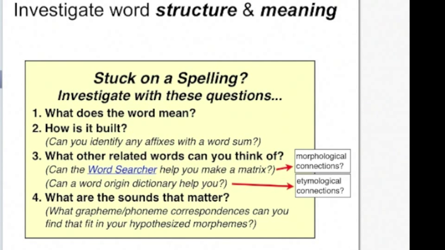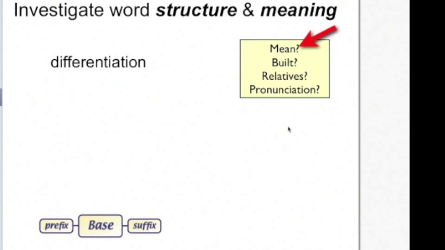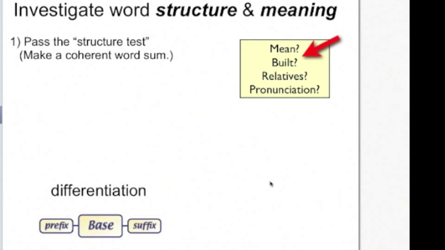These are the questions that I often post when I work in a classroom and help teachers and students remember the questions to ask. So here's a smaller version of it that I use to guide my work. And the first question in spelling is to ask what the word means. The next question is, how is it built? And whenever we're trying to understand a word, what we really need to understand is both the structure and the meaning.